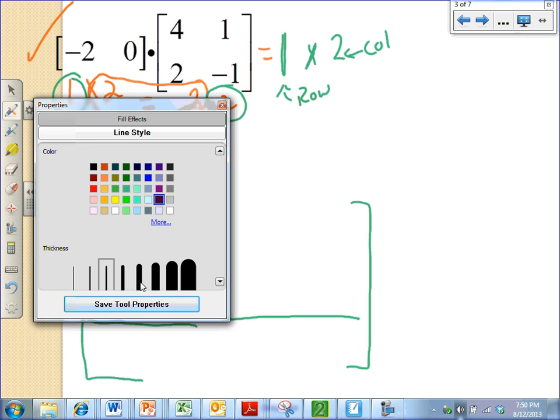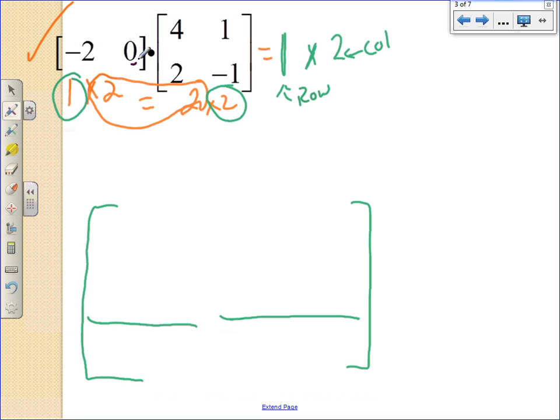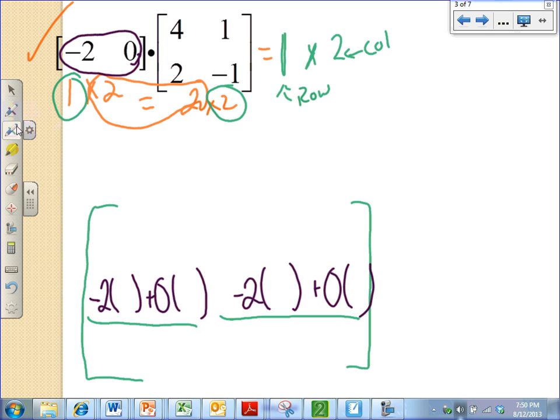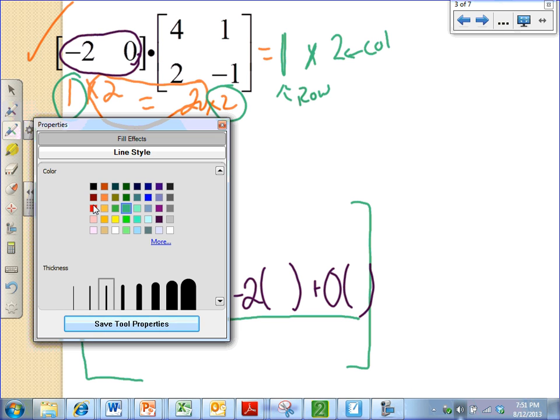So the first thing I'm going to look at is the row of my first column. It just so happens that I only have 1 row. So I'm going to look at this row, and that's going to set me up. So I'm going to do 2 times something plus 0 times something. And then remember, it stays the same for that row. So then I got -2 times something plus 0 times something. Okay? And then just like last time, I got to fill in my somethings, right?